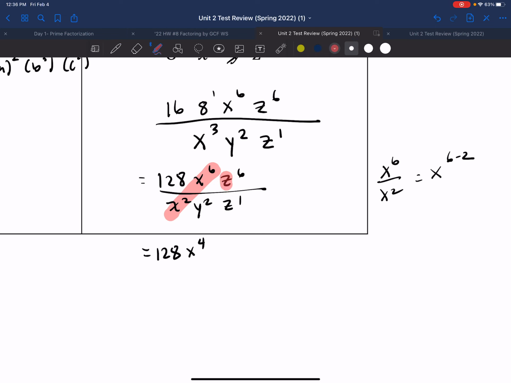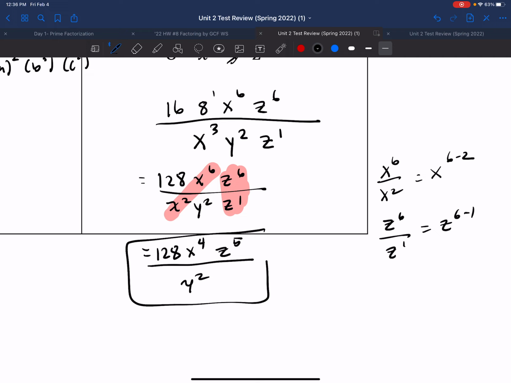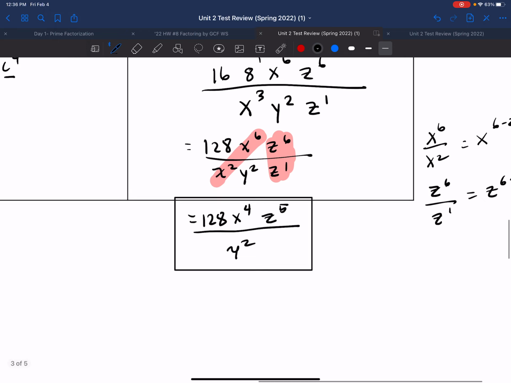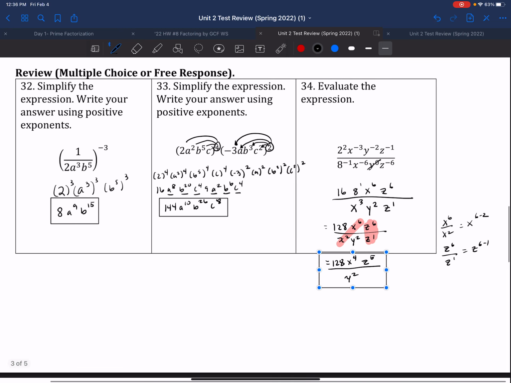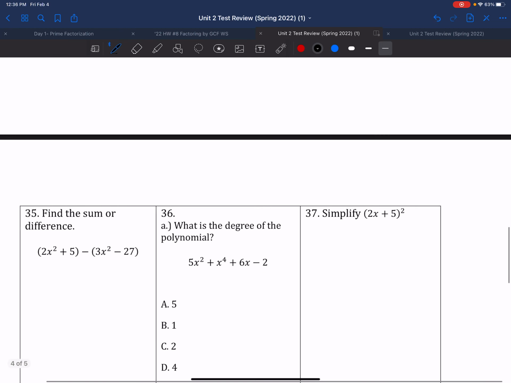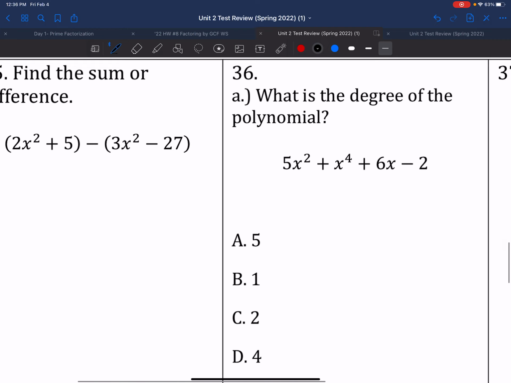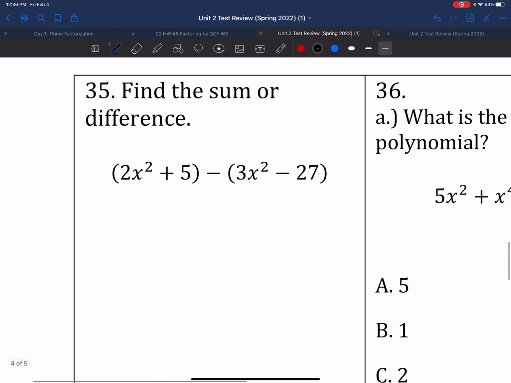And then the z to the 6th power divided by z. That's the same thing as z to the 6th power minus 1, which is just z to the 5th power, and all over y squared. This is my answer. Okay? Hopefully you remember that stuff there. That's totally fine. Okay, find the sum or difference.